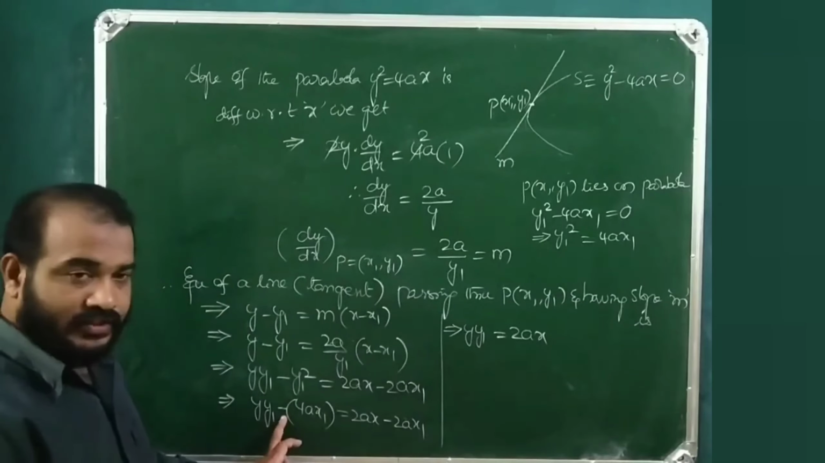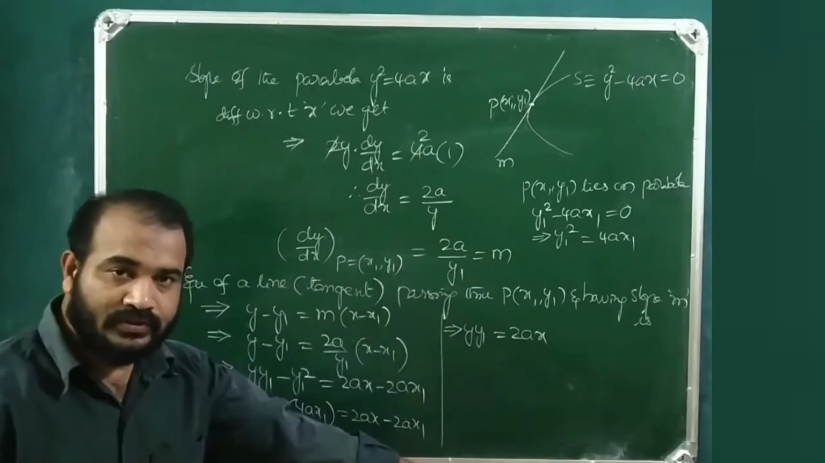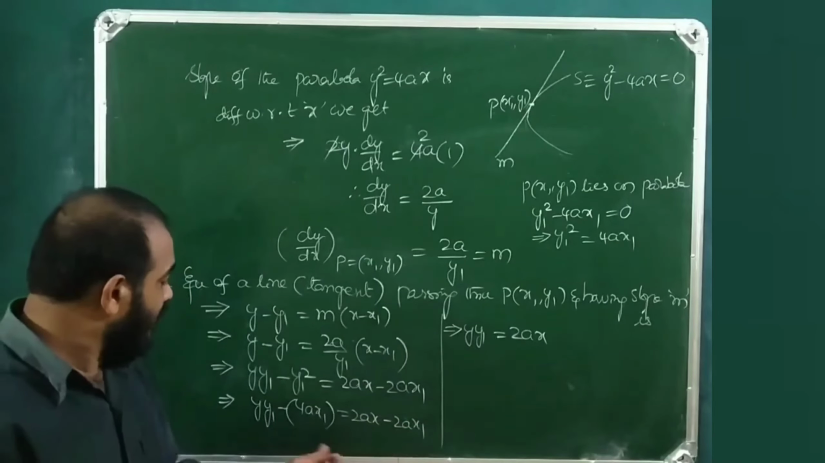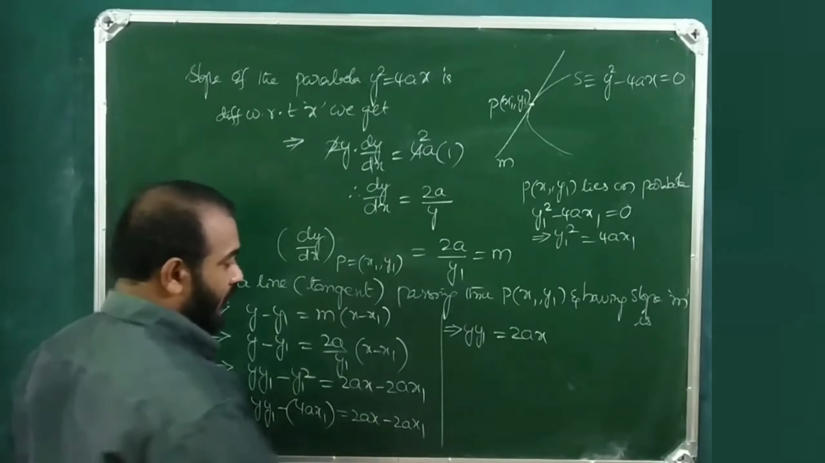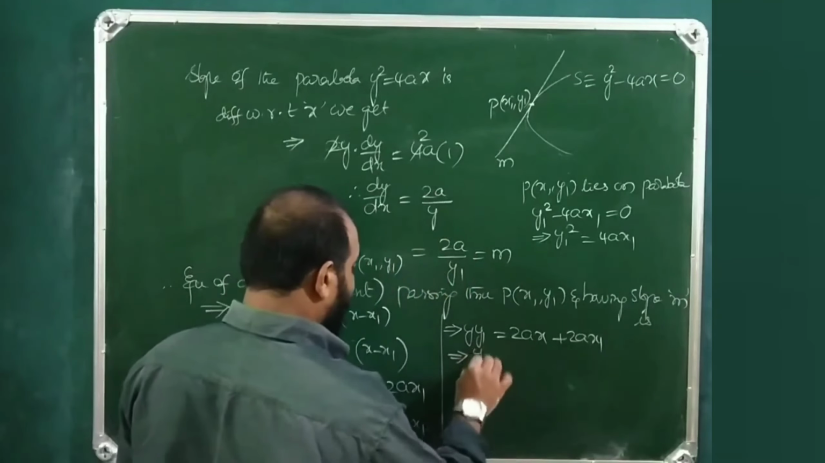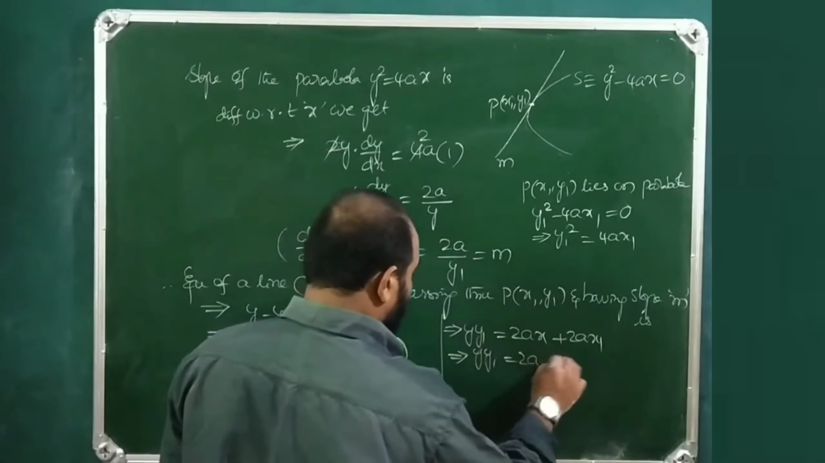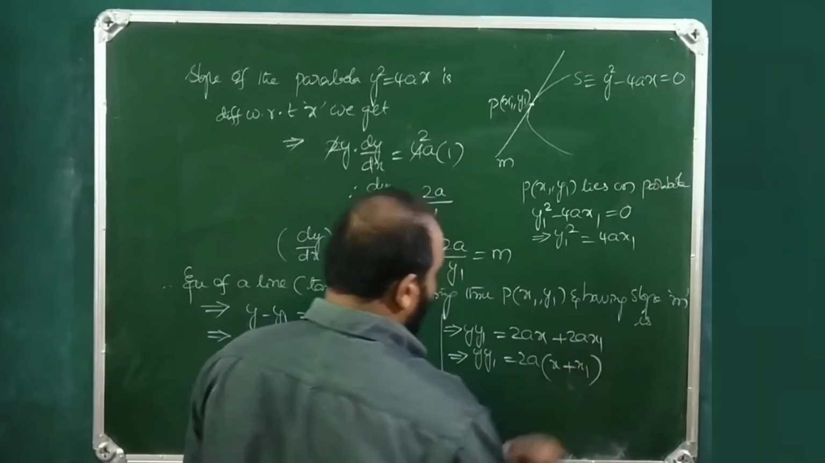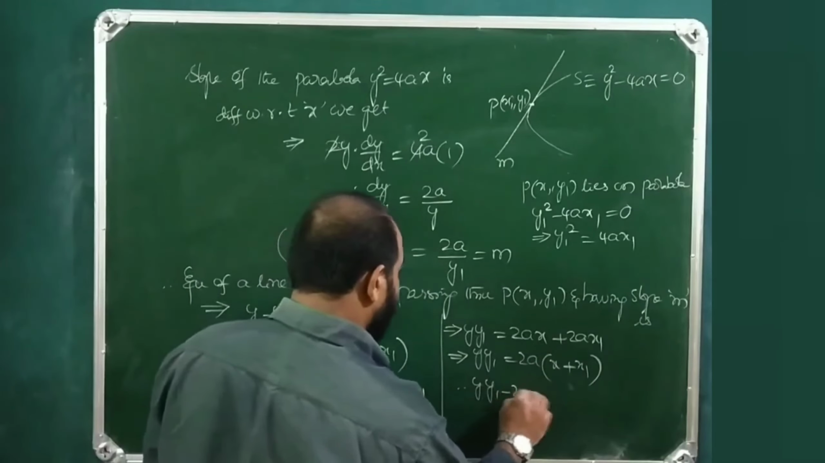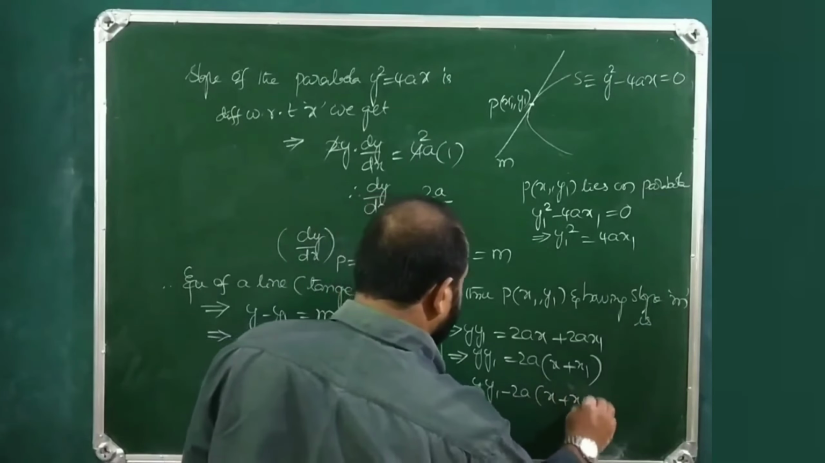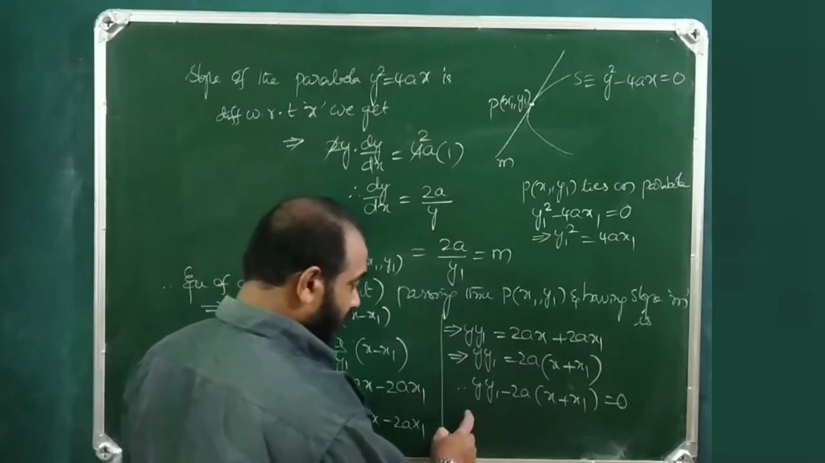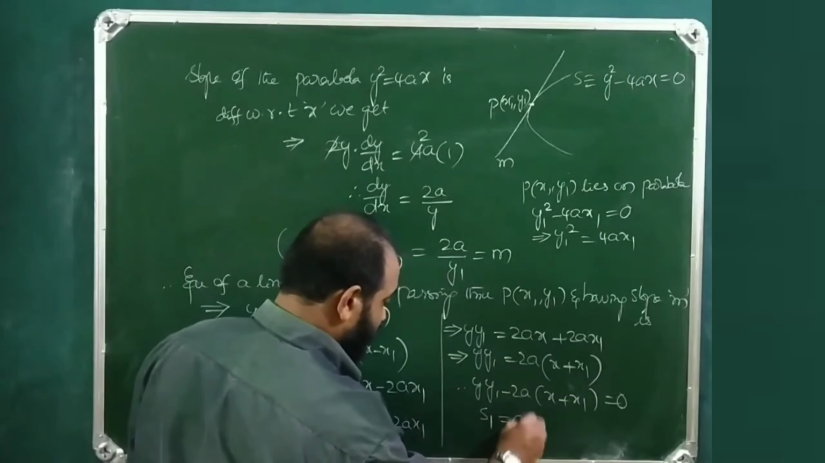Transposing the minus 4ax1 onto the other side, this is plus 4ax1 minus 2ax1, which is plus 2ax1. So y y1 equals 2a into x plus x1. Therefore y y1 minus 2a into x plus x1 equals 0. So what is this notation? This is S1 equals 0.